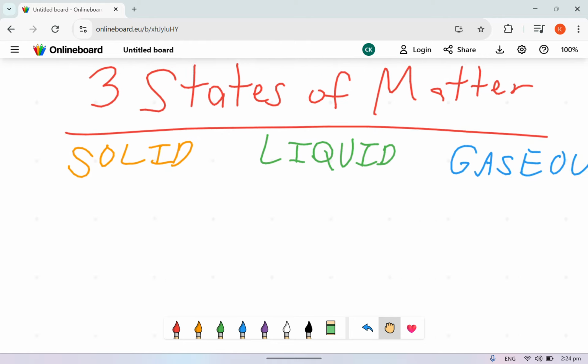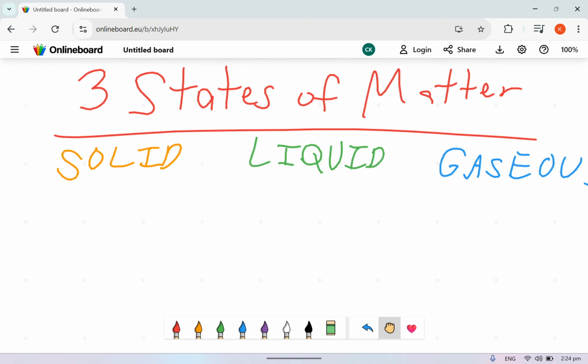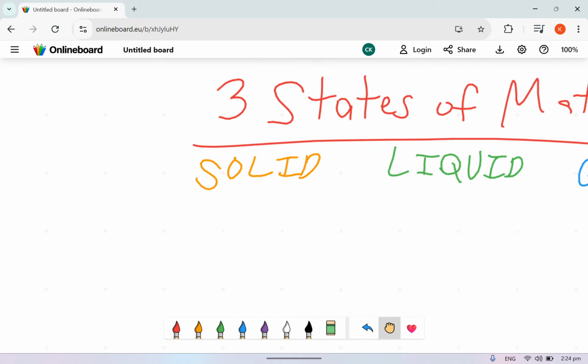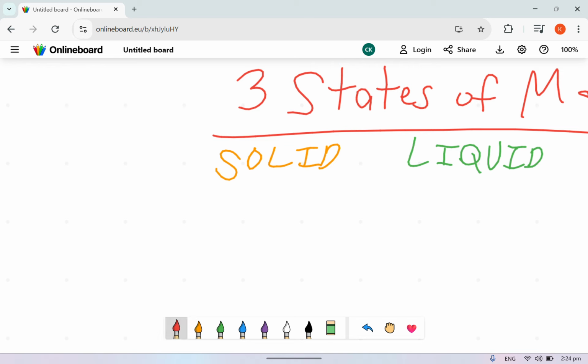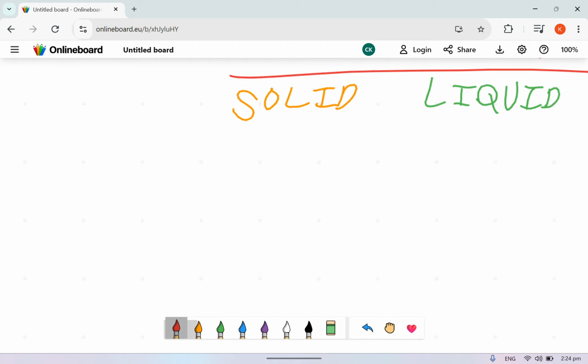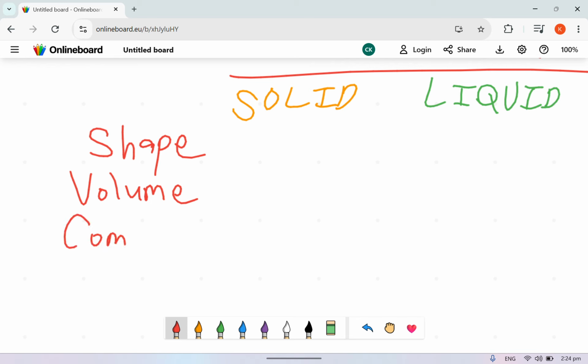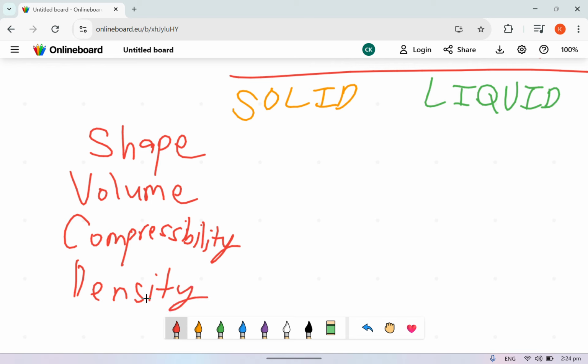Okay, so firstly, we're gonna be diving into each and every one of their characteristics, I would say. So whenever I talk about characteristics, I always have 4 different things. Okay, 4 different things that I think is very important for the characteristics piece. Basically, shape, volume, compressibility, and density. Okay, the 4 things I like to talk most about.